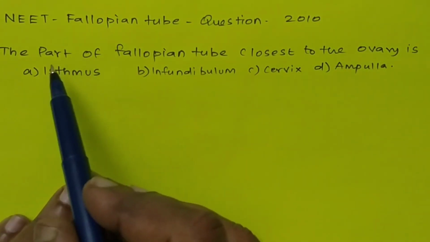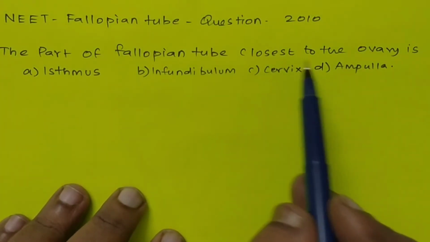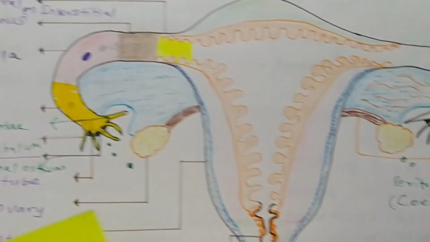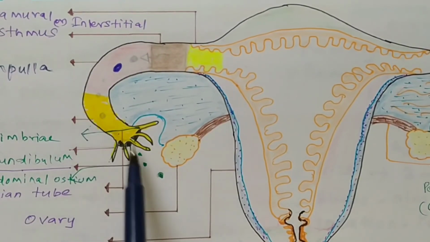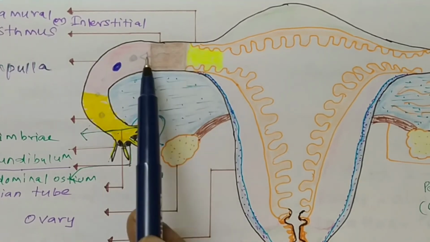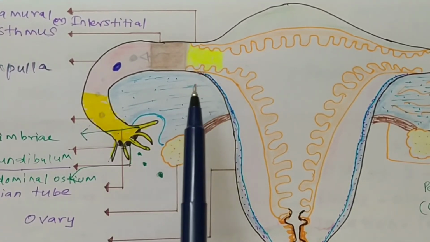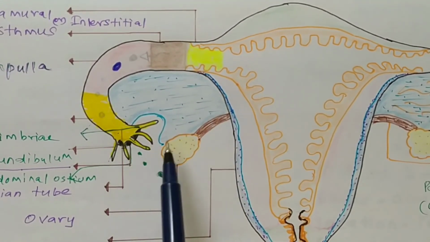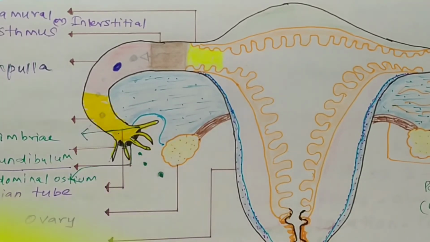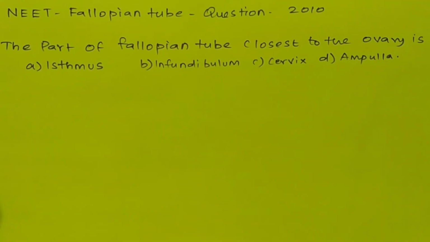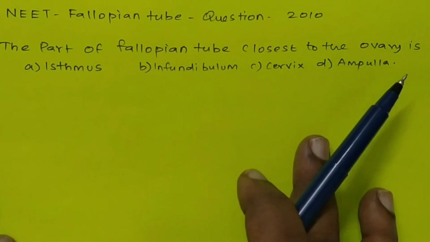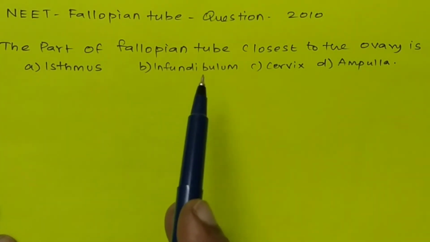See, the part which is closest to the ovary. I will show this picture. This is the fallopian tube. There are 4 parts. This part is the infundibulum, and this part is the ampulla part. This is the isthmus part. This is the intramural part. The question is, which part is near to the ovary? This is the ovary, and what is near to the ovary is called the infundibulum. So the correct answer is option B, infundibulum.